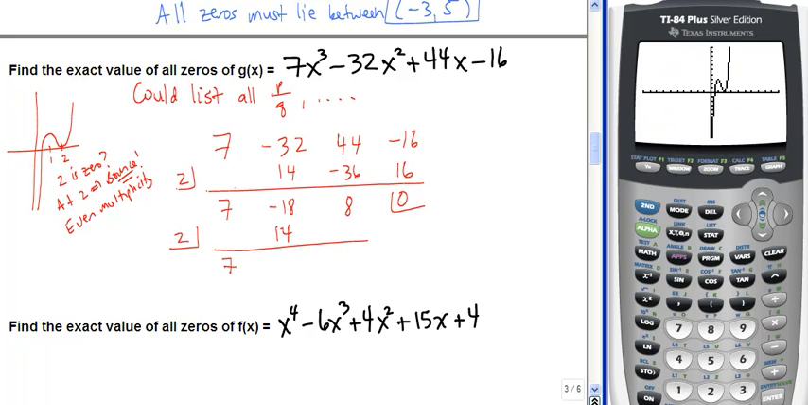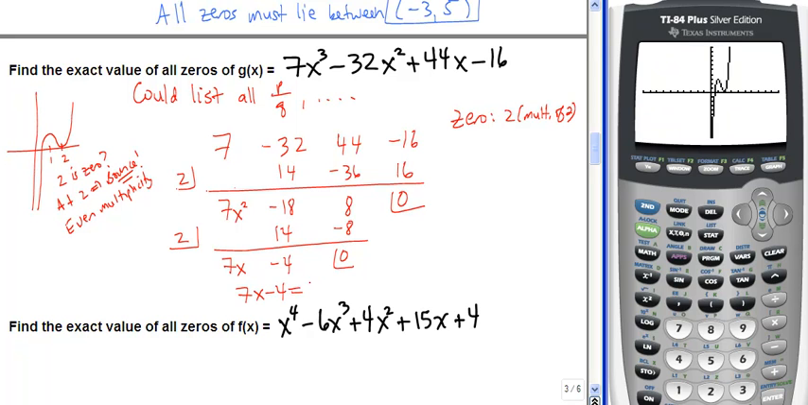2 times 7 is 14. I'm going to get a negative 4, negative 8, and a 0. So we know that we have, for our 0, 2 with a multiplicity of 2. And what does this quotient represent in terms of its degree? We started with a cubic, so when we divide that by this 2, we're going to end up with a square here. And when we divide that quadratic by 2 again, this should be x to the first. So this quotient is linear, 7x minus 4.